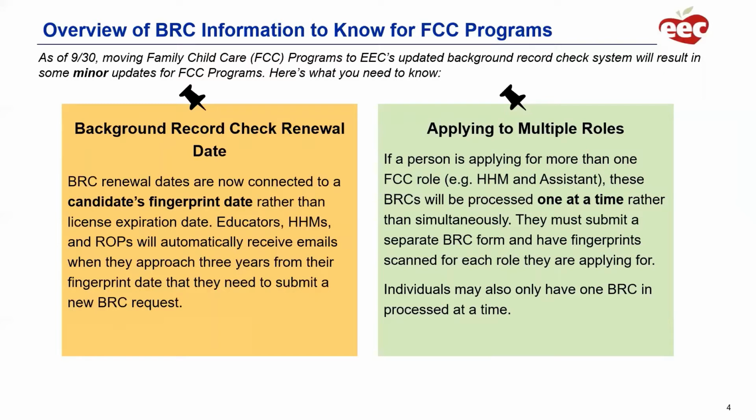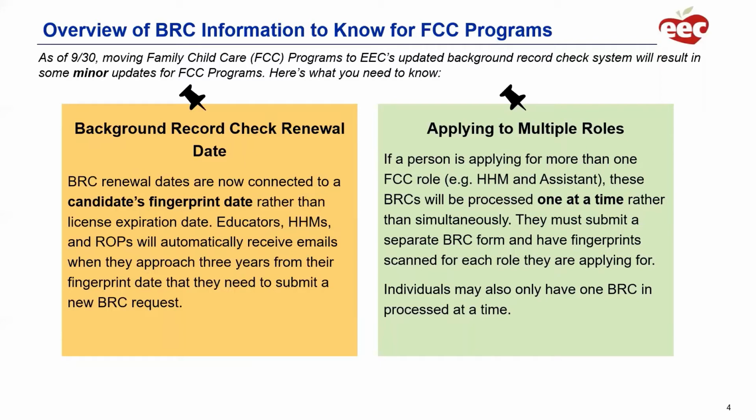In addition, all FCC candidates, new and existing, must go through a full background record check when applying to all roles. Separate checks are needed for a new role, renewing a BRC for a role, or changing programs. This means that FCC candidates must be fingerprinted each time they submit a BRC. Previously, FCC candidates were able to call and request their fingerprint information to be transferred to their new role. This functionality is no longer available.